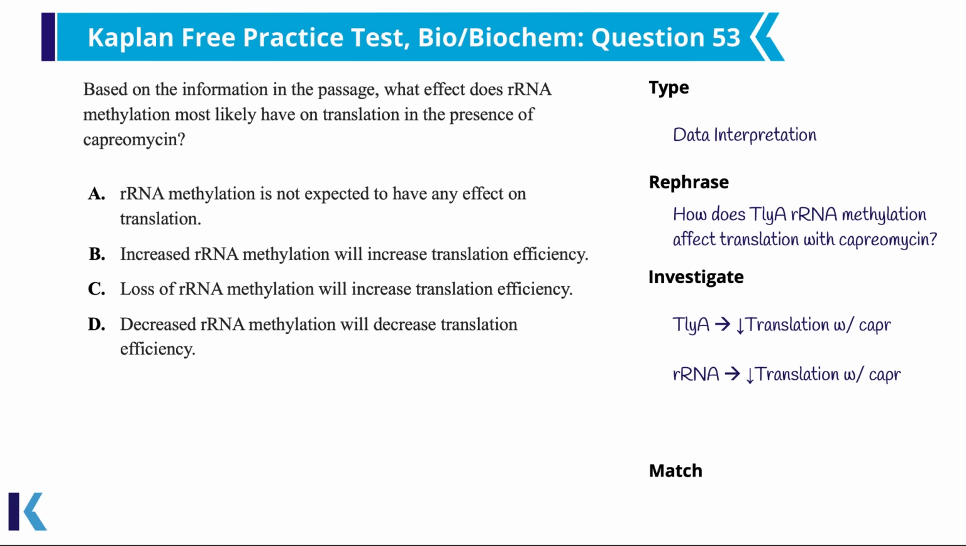Looking through the answer choices, there isn't anything that directly matches. However, A, I know is incorrect because rRNA methylation is involved, and B is opposite of what I predicted. Looking more closely at answer choice C, I see that it's the flip of my prediction. I predicted rRNA methylation decreases translation. So it makes sense that a loss of rRNA methylation in these cells could reasonably be expected to increase translation efficiency. Answer choice C is therefore correct.